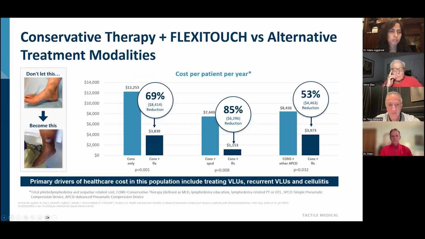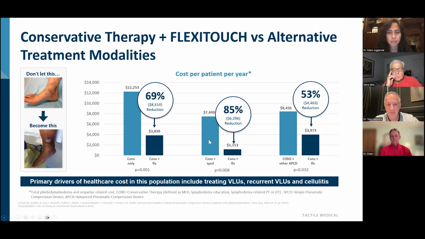Finally, this is claims data. This is not a randomized study, but it's looking at claims payment from payers and comparing conservative therapy to simple pump and to FlexiTouch. The first column here compares conservative therapy to Flexi, and you can see there's a significant reduction, 70% reduction in cost when FlexiTouch was used.